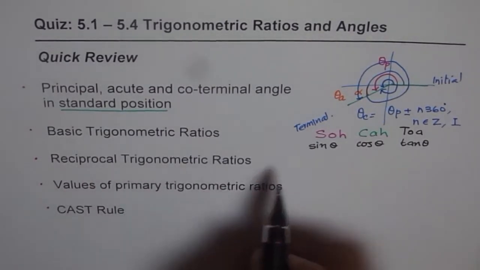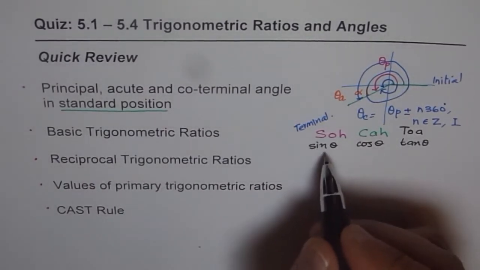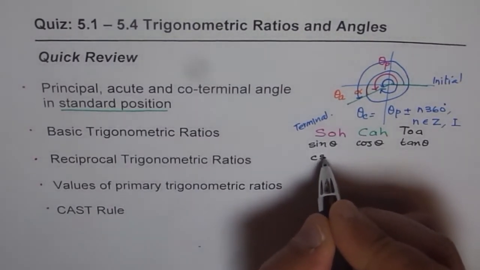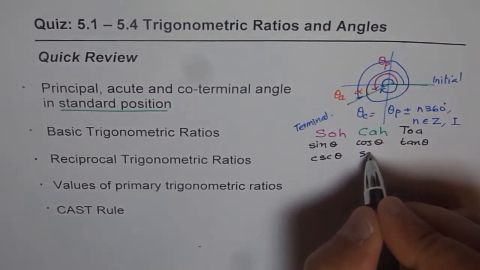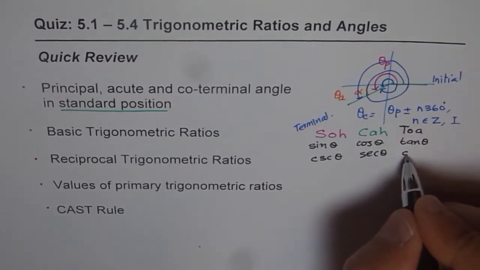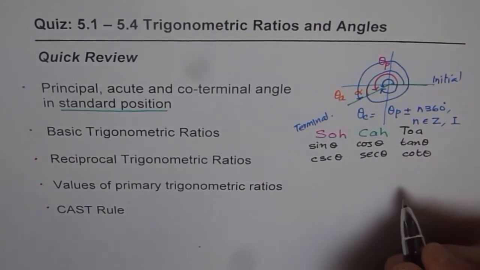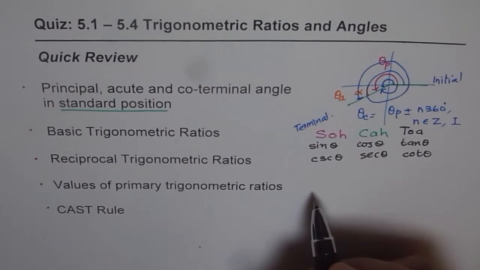When we say reciprocal of these ratios, then we say 1 over sine is cosecant theta, 1 over cos is secant theta, and 1 over tan is cotangent theta, right? So that's the reciprocal. Now the values of these ratios.